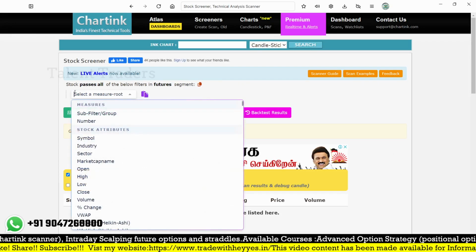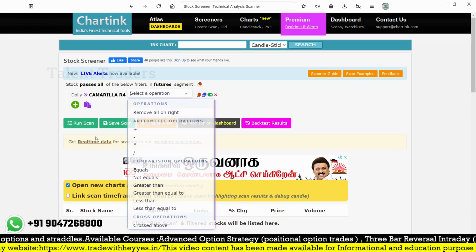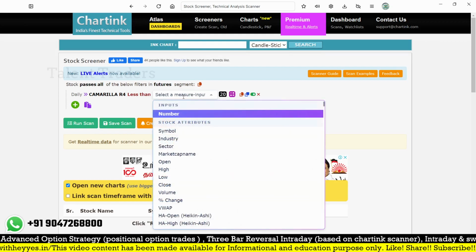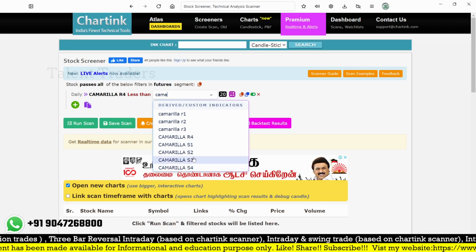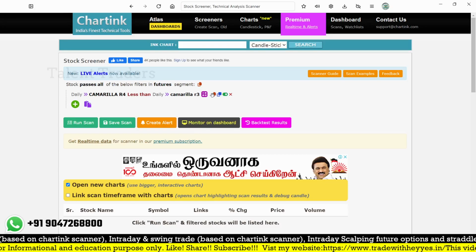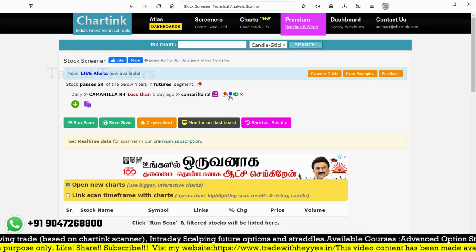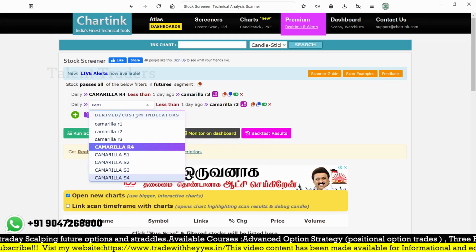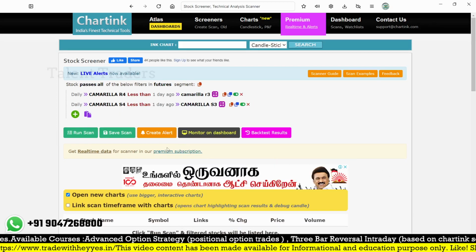Okay, and current day Camarilla R4. You can see I already created that: current day Camarilla R4 must be less than 1 day ago Camarilla R3. That means previous day S3, S4, S1, S2, R4, R3, the previous day Camarilla R3, so that means 1 day ago. And the same kind of thing you are going to use for S4: Camarilla S4 must be greater than Camarilla S3.